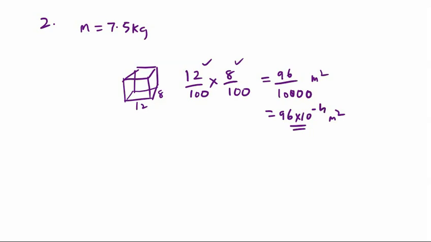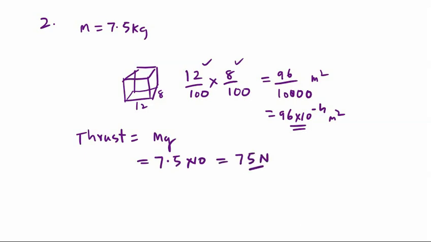So calculate first the thrust. Thrust is nothing but force, which is equal to mg. It's also given that take 1 kgf is 10 newtons, about 9.8 newtons, but here they're asking you to round it off to 10 newtons. So that's equal to 7.5 into 10, which is equal to 75 newtons.